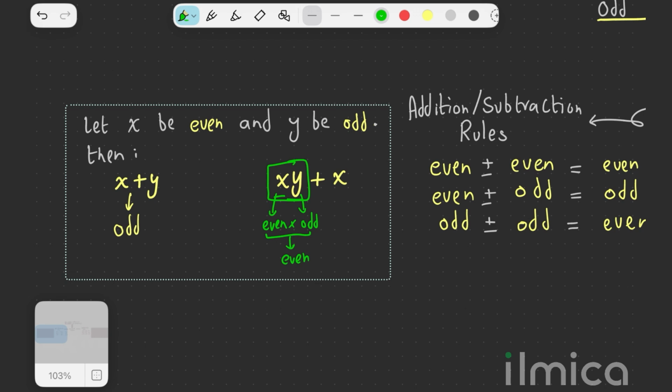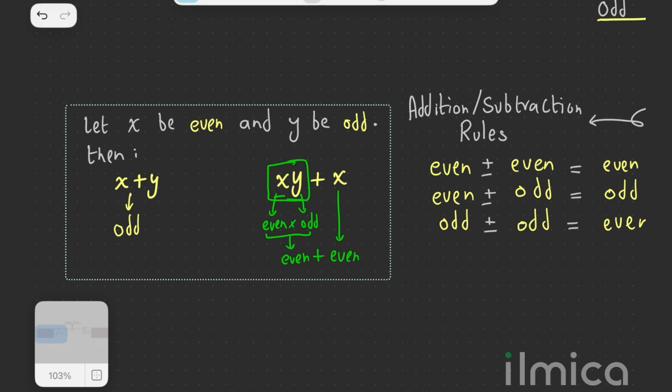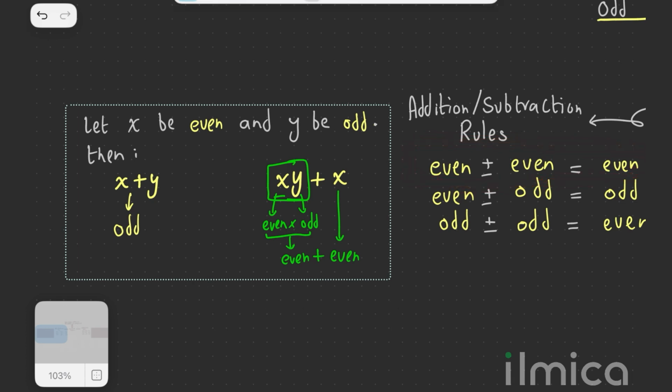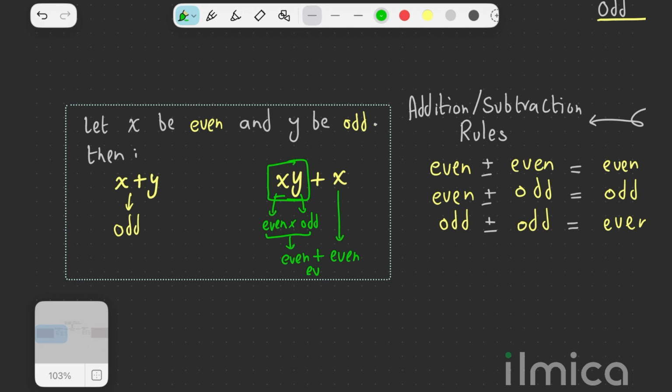Then we remember that x is again an even number. So we are down to the problem of addition. Again, looking at the rules over here, we know that if we add an even number with another even number, we get an even number. Now, it's really important that you practice this concept before you move on to the next concept.